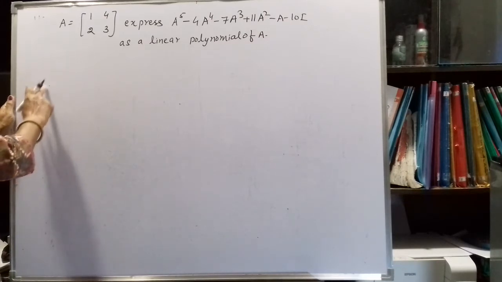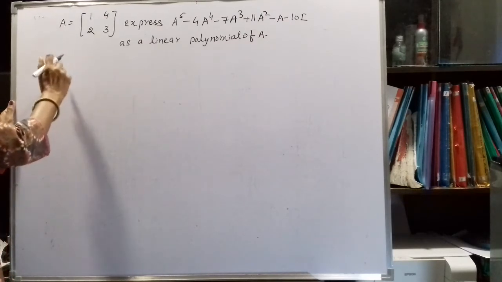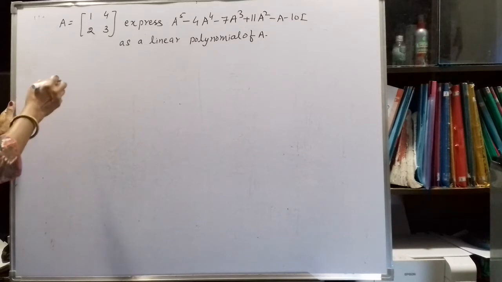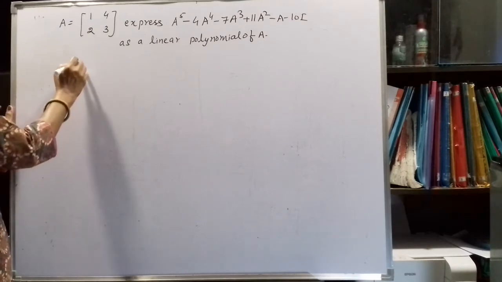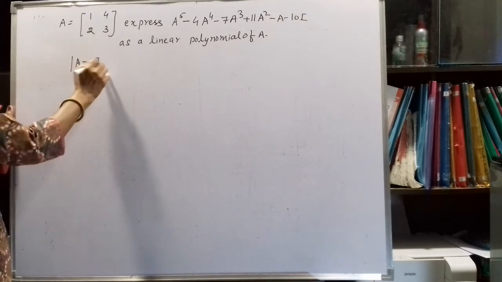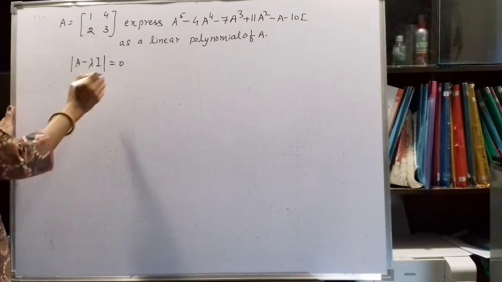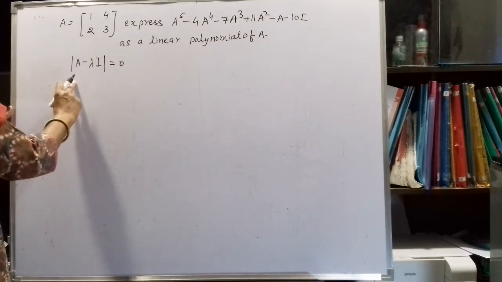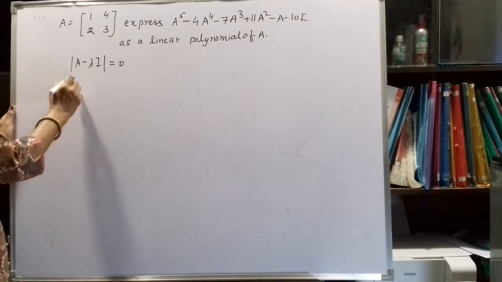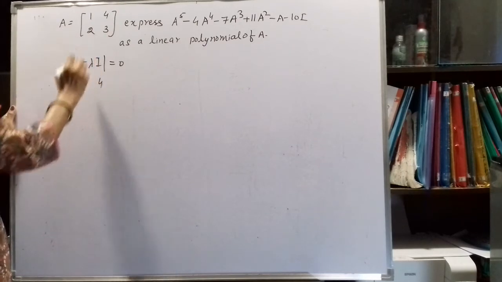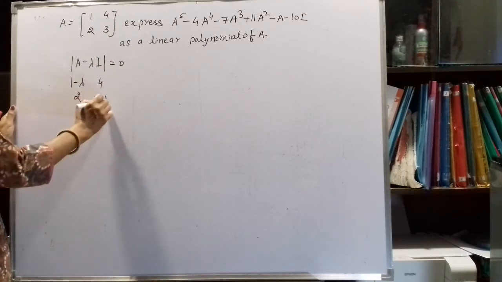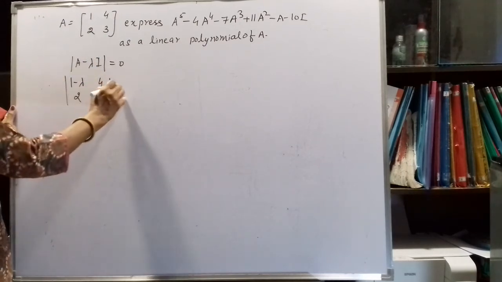And how can we reduce it? First of all, we have to find the characteristic equation, and the characteristic equation is determinant of A minus lambda I is equal to 0. That is, determinant of [1 minus lambda, 4; 2, 3 minus lambda] is equal to 0.